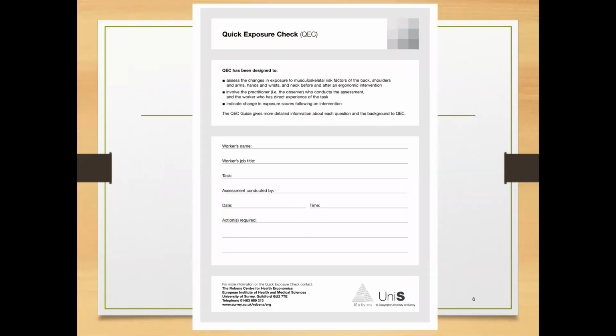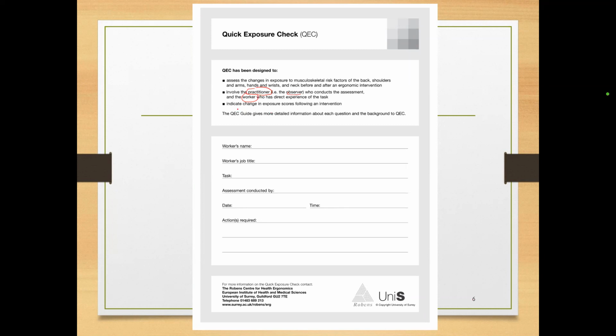So this is sort of front page or title page that describes what QEC is. So it assesses the changes in exposure to musculoskeletal risk factors of the back, shoulders and arms, hands and wrists, and neck before and after an ergonomic intervention. One important point here is that in QEC, there are actually two assessments. One is by the observer who conducts the assessment, and the second one is by the worker himself who has direct experience of the task. And we combine both assessments to reach the final result.